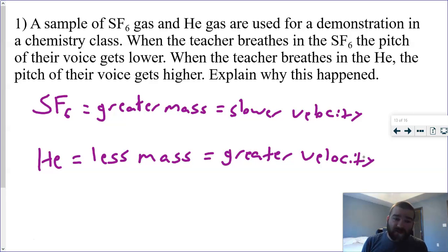So, sulfur hexafluoride, big mass, slow velocity. That's the whole kinetic energy relationship, right? Big mass, slow velocity, your voice goes down. Helium, tiny mass, fast velocity, your voice goes up. The pitch of the voice gets higher.